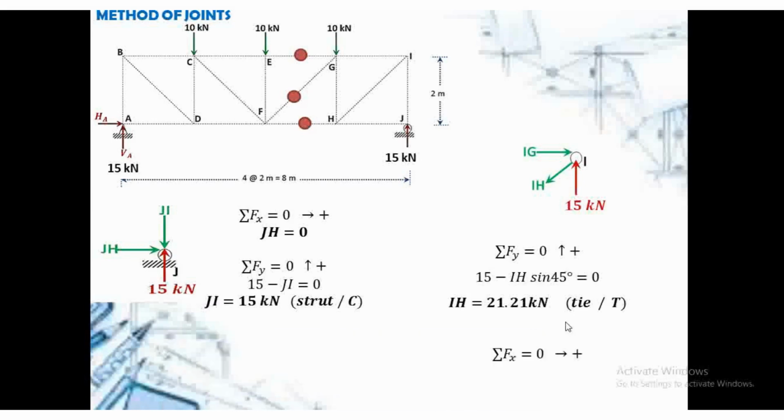And the summation of forces along the x-axis, to the right positive. IG is to the right, so that's positive. Again, the horizontal component of IH is IH cosine 45. Since the horizontal component points to the left, that is negative. In putting this in your calculator, my IG now is equal to 15 kilonewtons. And since the direction of my arrow is towards the joint, that is a strut, or IG is under compression.